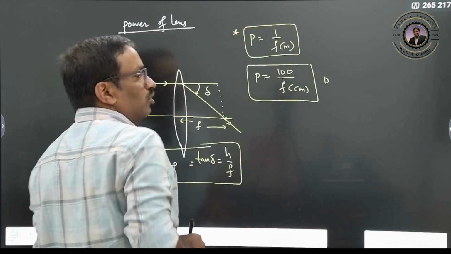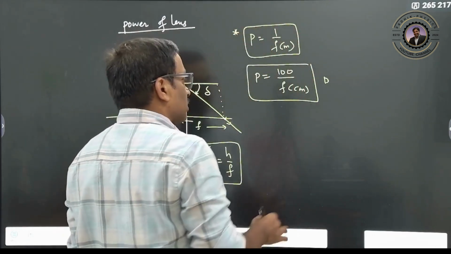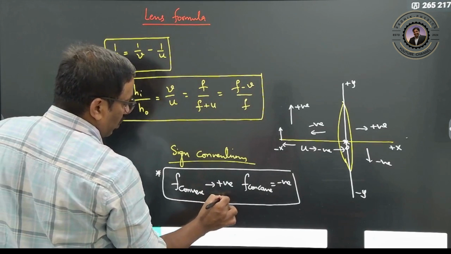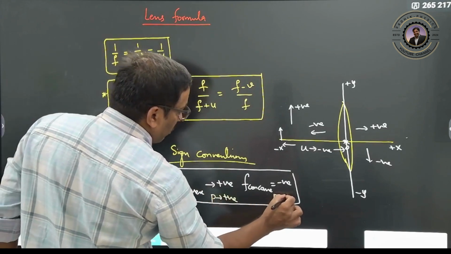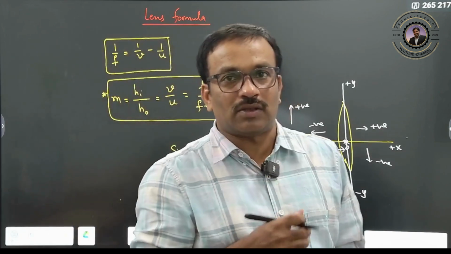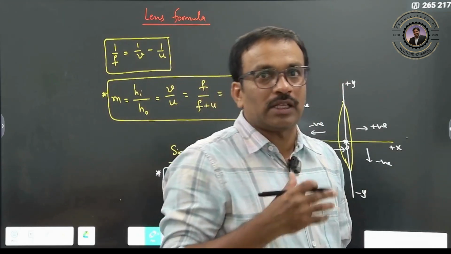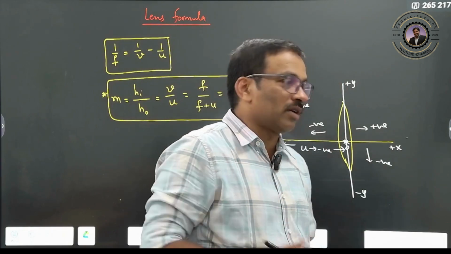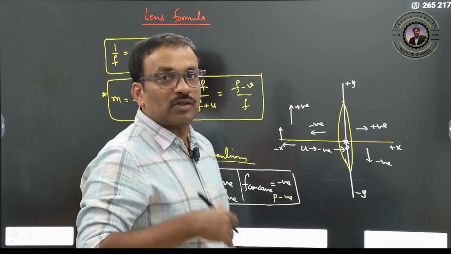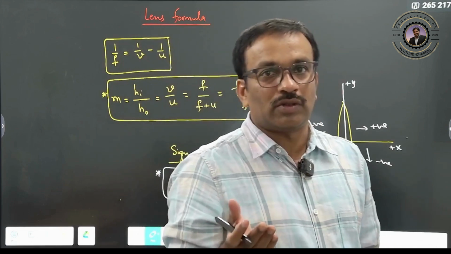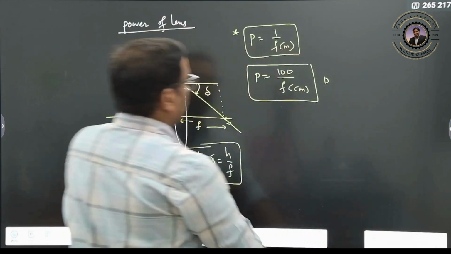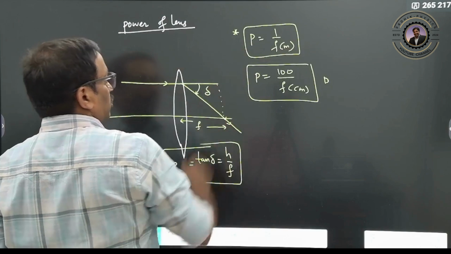You also have to take into account sign conventions. For a convex lens, power is positive, and for a concave lens, power is negative. You might have seen optical lenses, the glasses. The doctor will prescribe something like plus 1.2 or 0.2. Plus means they are provided a convex lens. If it is negative, they are provided a concave lens. Clear? So this is for lens.